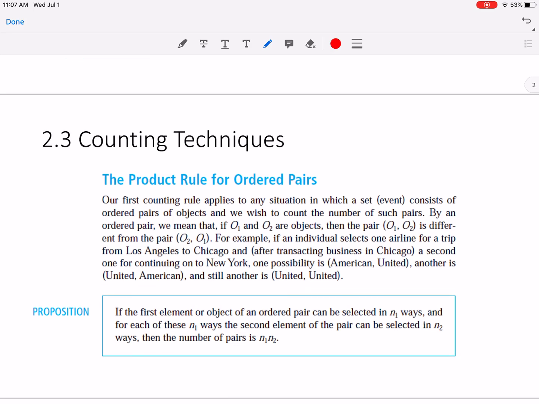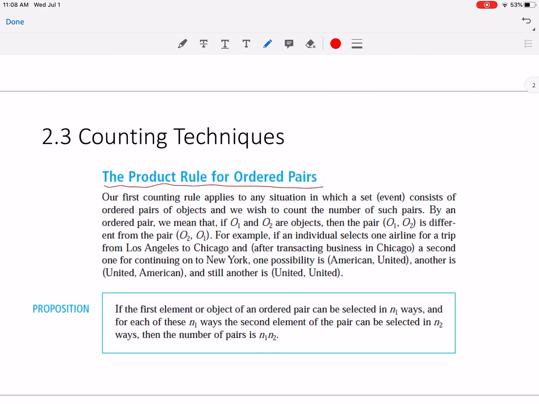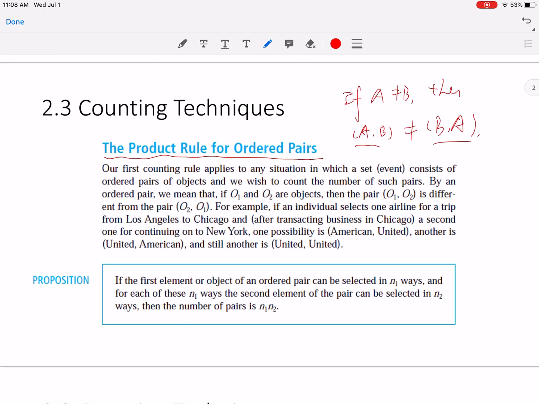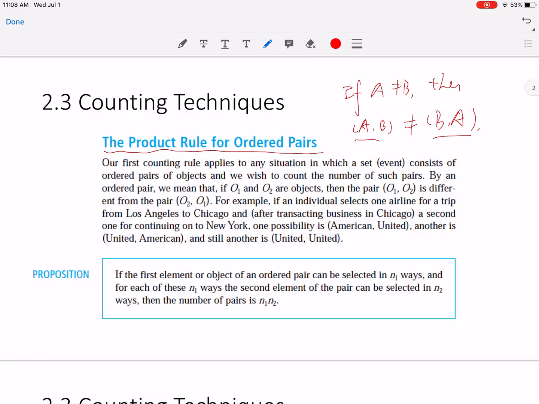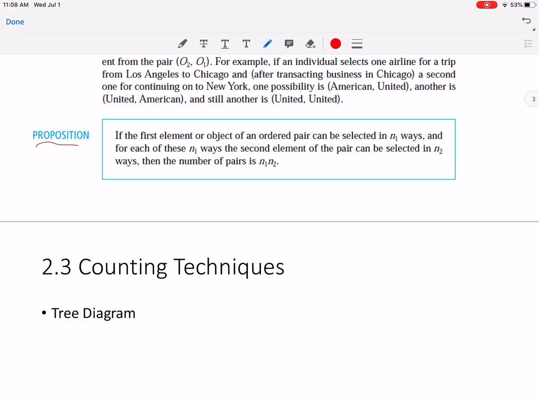Now, once we know that, let's take a look at the product rule for the ordered pairs. Ordered pairs means if we have two numbers, A and B, if A is not equal to B, then the ordered pair AB is completely different from the ordered pair BA. Because if the order of those two numbers in the pair is different, those two ordered pairs are completely different. Now, once we know that, let's get into the tree diagram first, and then we'll come back to the proposition part. Let's take a look at tree diagram.